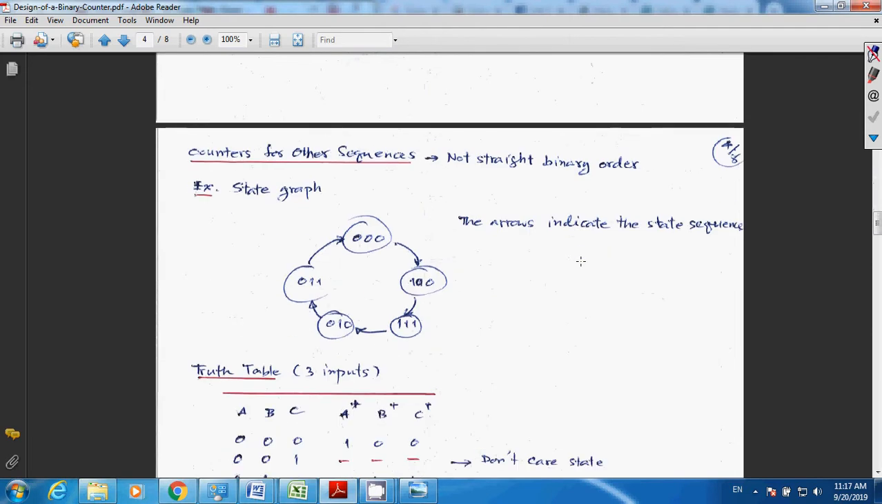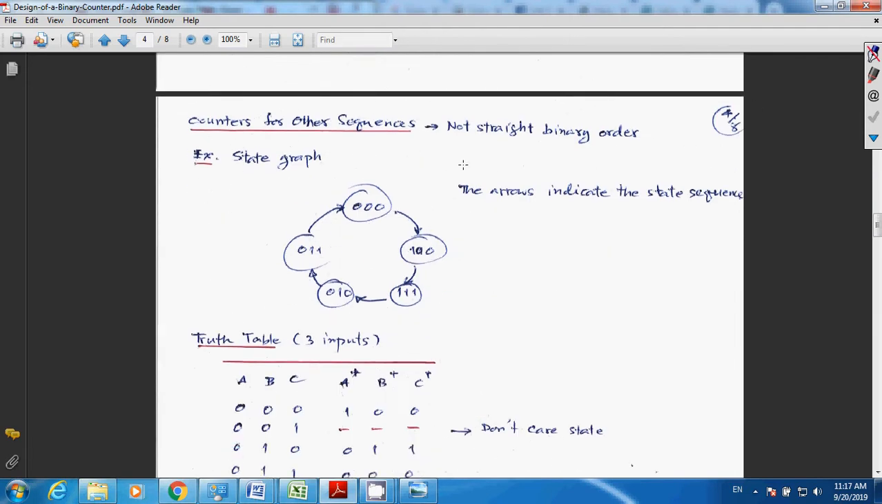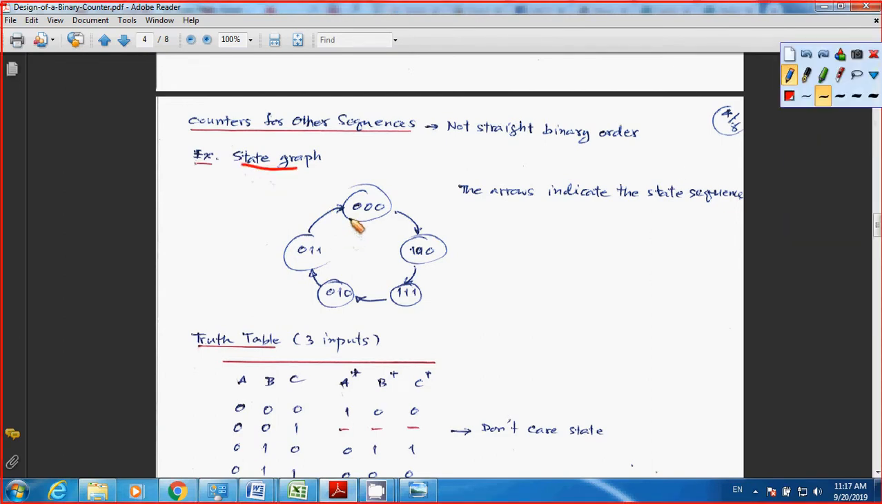Let's move on. Let's have an example with a non-straight binary order. That means I don't need to count from 0 to 1 to 2 to 3, but I have a state diagram here like this. So that's one. If you start from the state 0, 0, 0, the next state is going to be 1, 0, 0. And if you start from the present state 0, 1, 0, the next state is going to be 0, 1, 1.